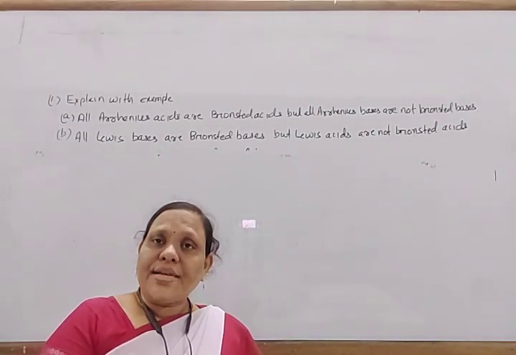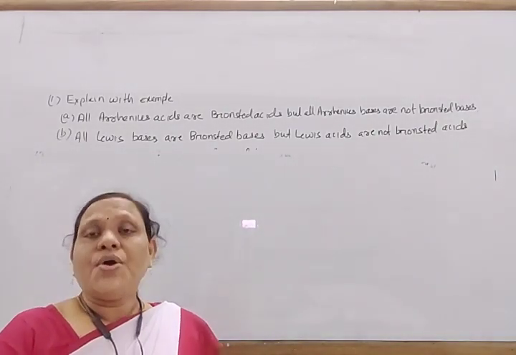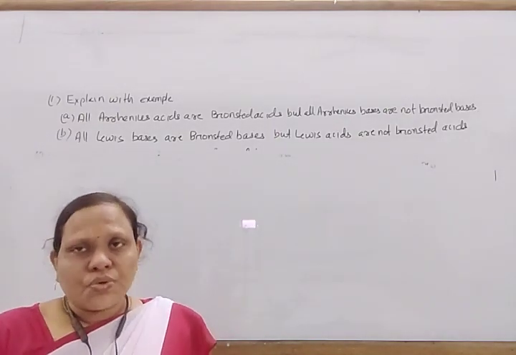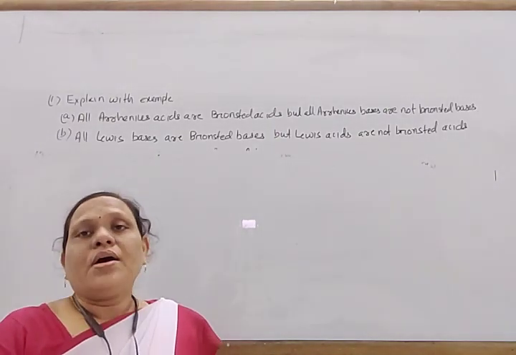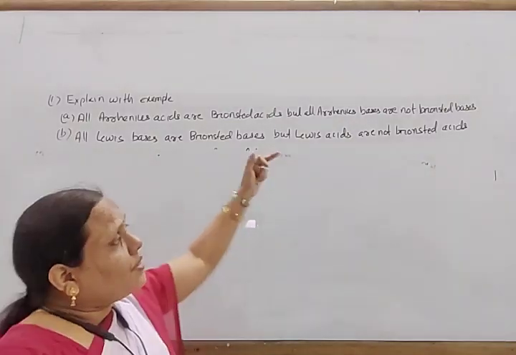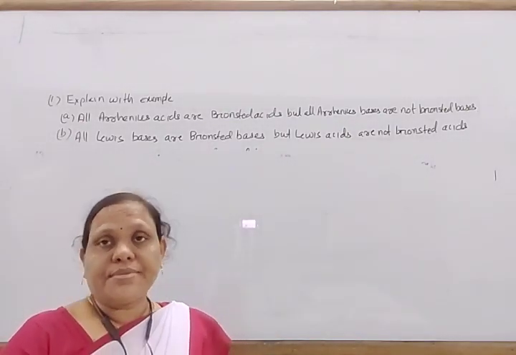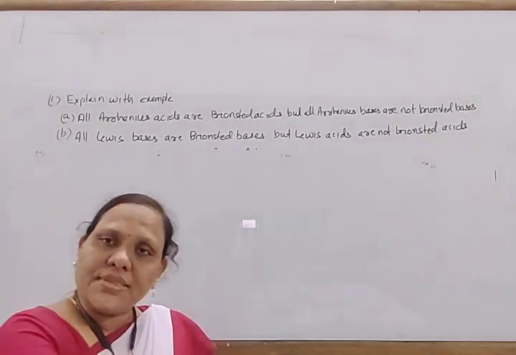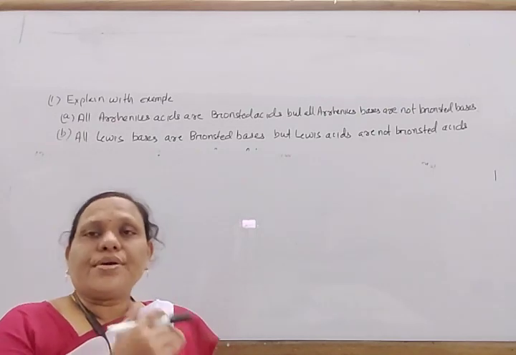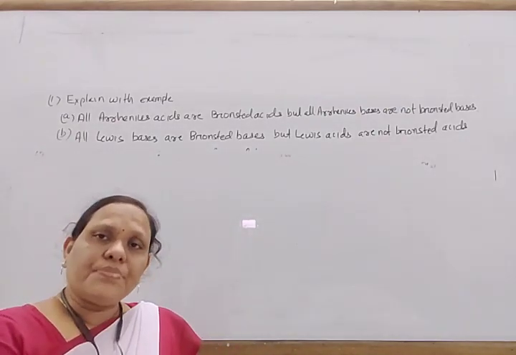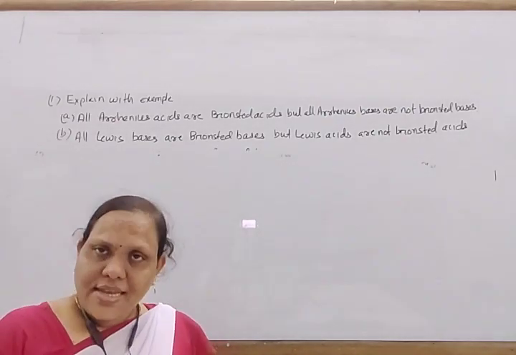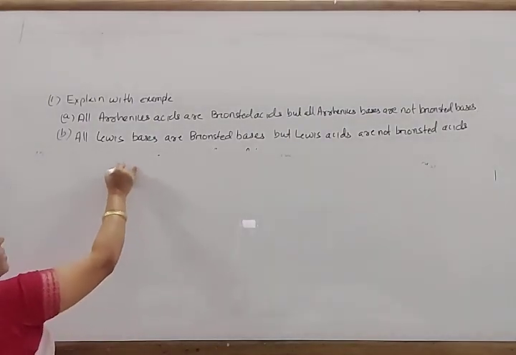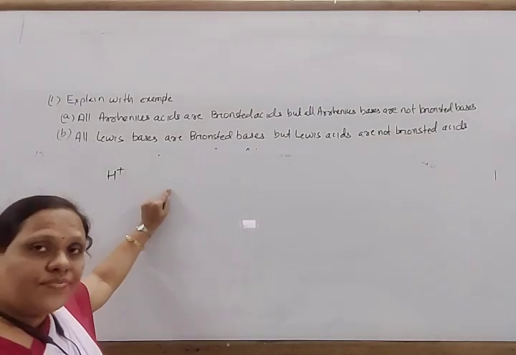According to Arrhenius theory, an acid is a substance which has the tendency to give H plus ion, and H plus ion is also known as proton. According to the Bronsted concept, an acid is a substance which gives a proton. That is the same thing. So any species which gives H plus ion is known as acid.